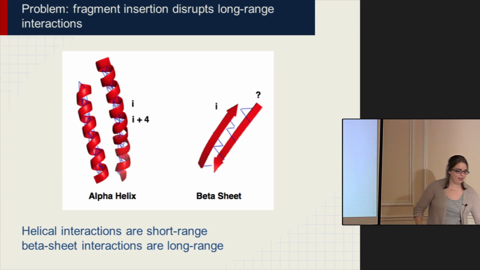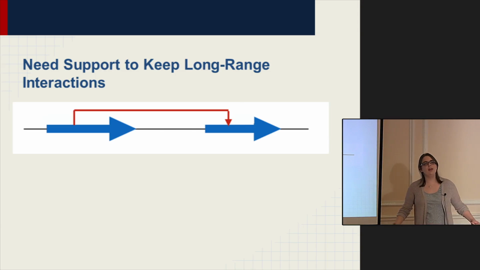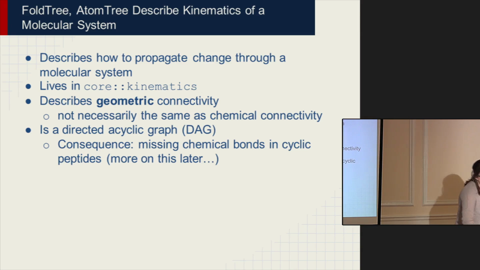So at one point we said we need a way to solve this problem. We need a way to predict some of these long interactions and correct for some of these different changes. And this is one of the really cool motivations for the FoldTree and for the atom tree. The FoldTree and the atom tree are 2 data structures in Rosetta that are really important for describing how to propagate change through a molecular system. So maybe instead of moving downstream, you'll make jumps, which we'll talk about, so that you can update the conformation of a beta sheet.